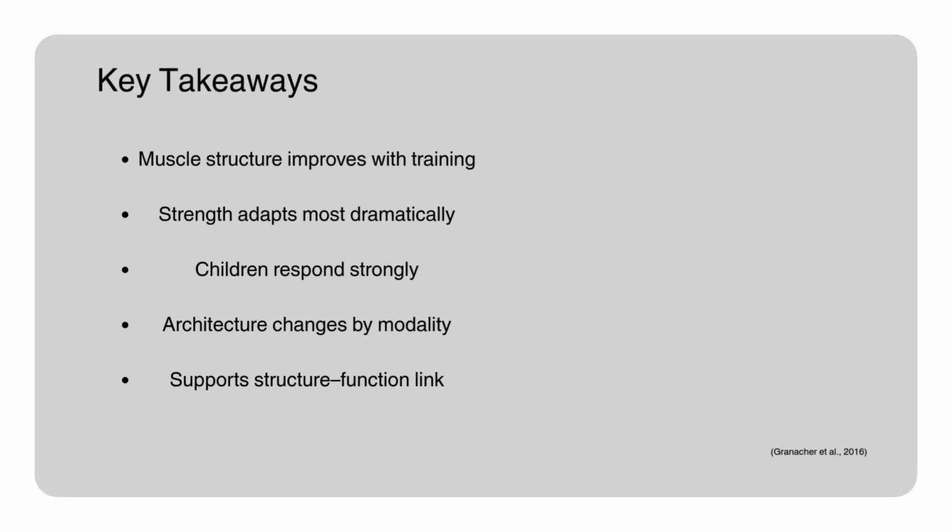In summary, Granacher of 2016 reinforces that skeletal muscle is profoundly adaptable. Strength shows the most dramatic response. Power and endurance follow closely, and performance improves when training targets the structural characteristics of the muscle. This confirms the essential connection between muscle structure and function.